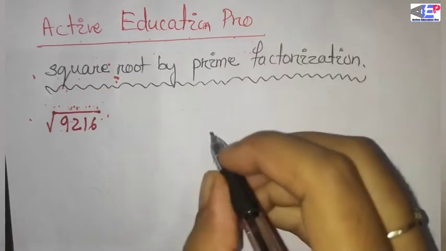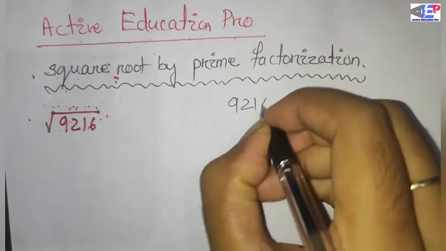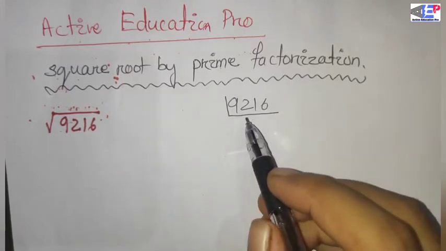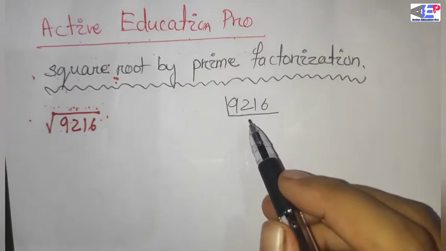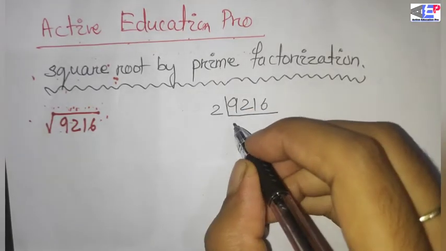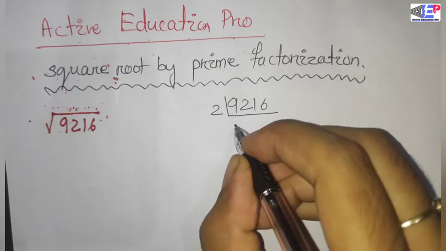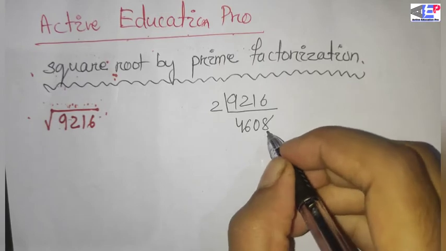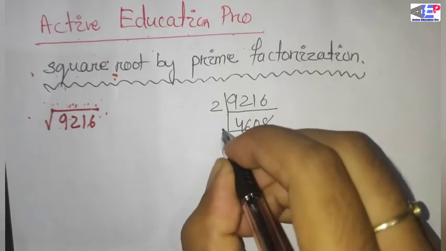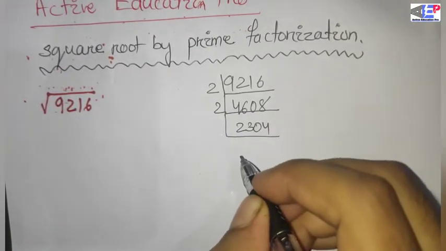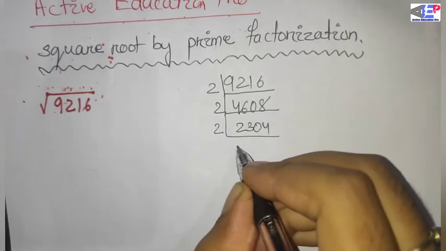Let's factorize 9216. At the time of prime factorization you have to follow all the divisibility rules of numbers. Here, 9216 is divisible by 2 because its unit place contains 6. So 2 divides 9216, and we get 4608. Again it contains 8 at its unit place, so again it is divisible by 2. Again it is divisible by 2.